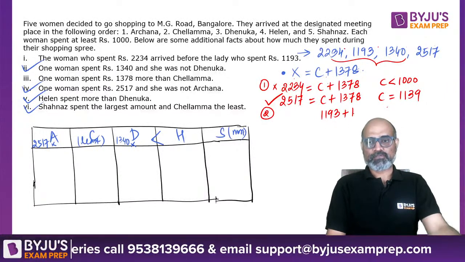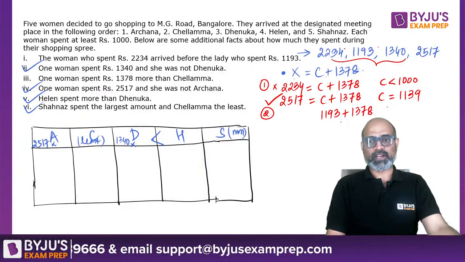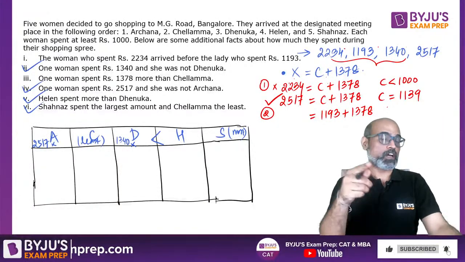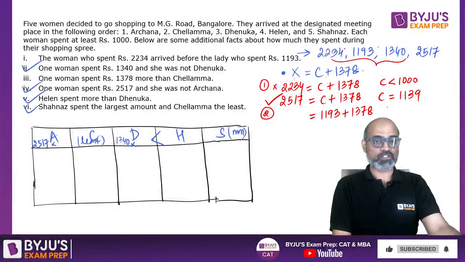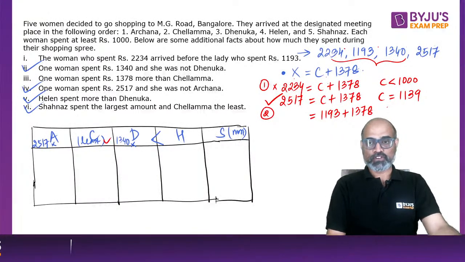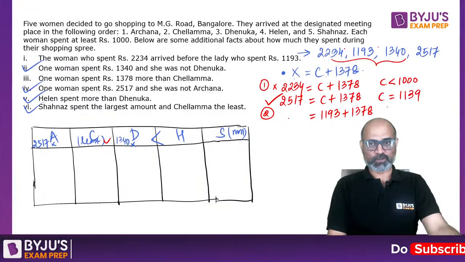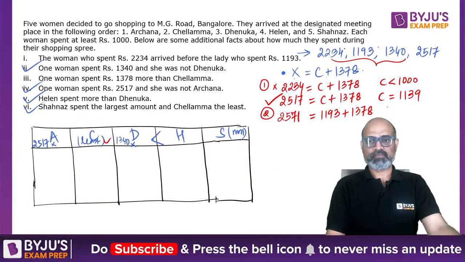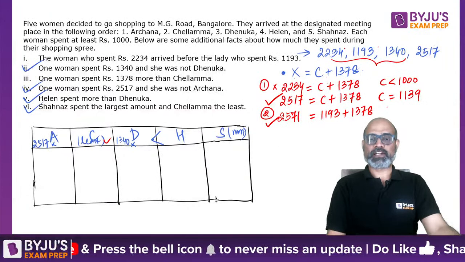And when we add 1378 to it, we will get the fifth value, because 1193 is the smallest, right? C has to be least. So if we add these two, the fifth amount will turn out to be 2571. So this is what we have.